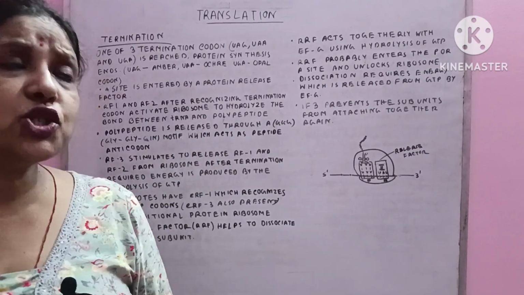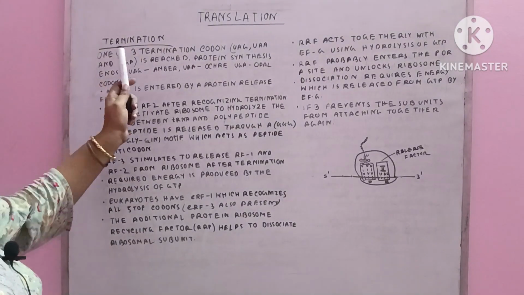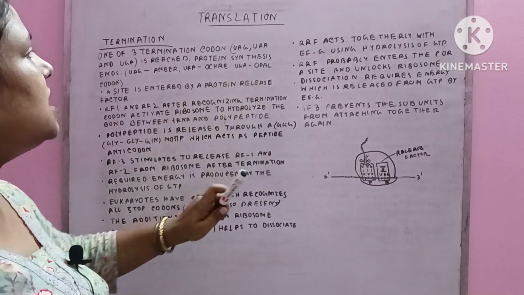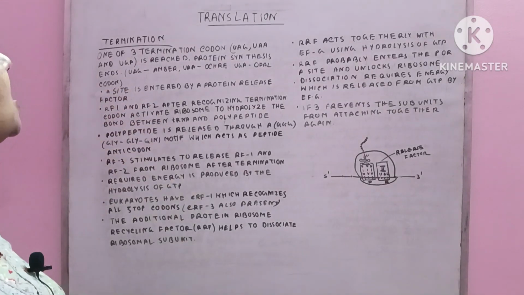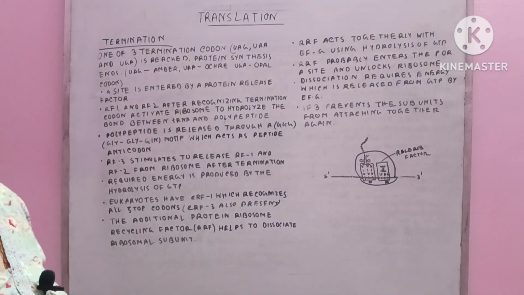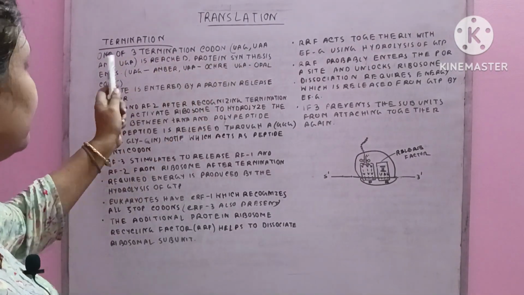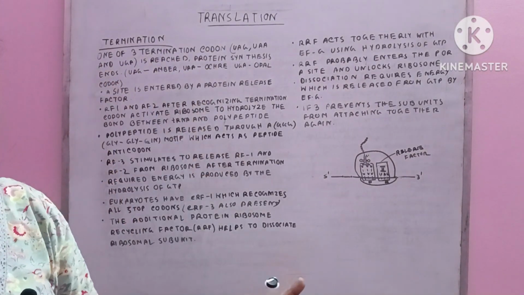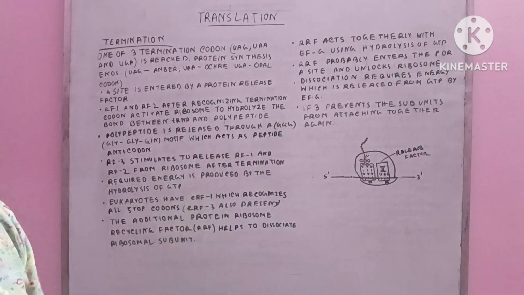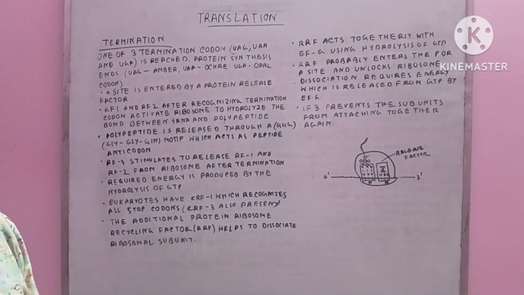So, termination: when one of the three termination codons, that is UAG, UAA and UGA, is reached, then protein synthesis ends. If one of the three codons is in the P site or the A site, generally the A site, then protein synthesis stops.